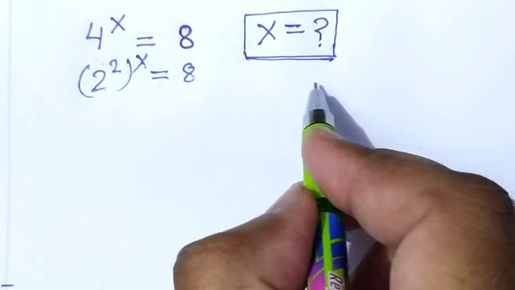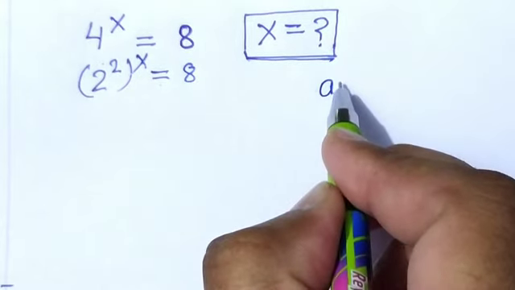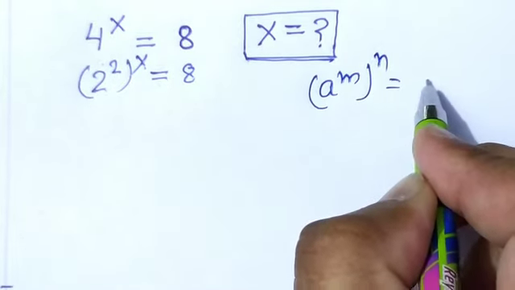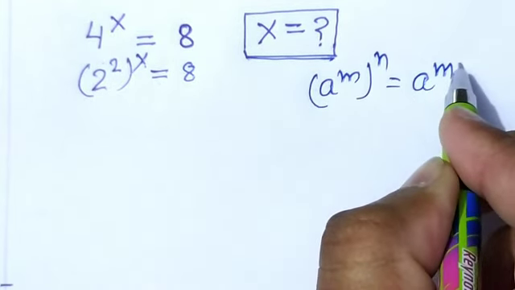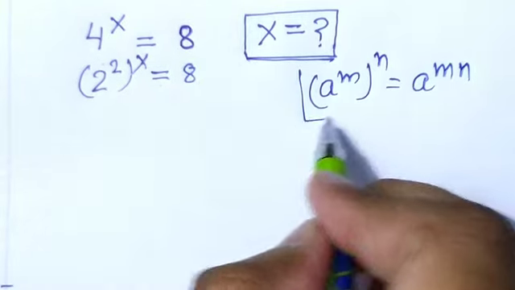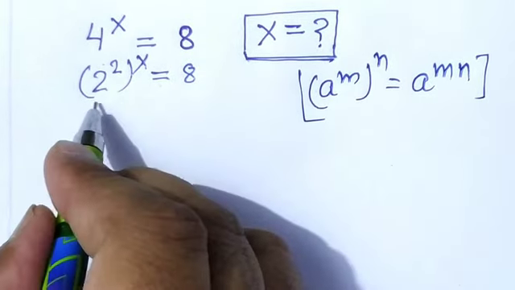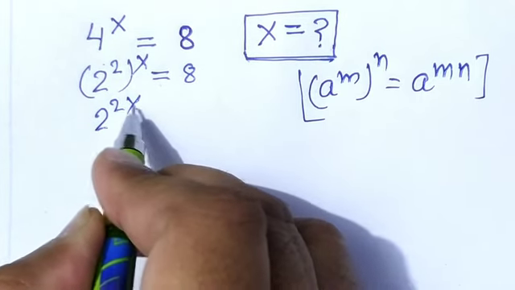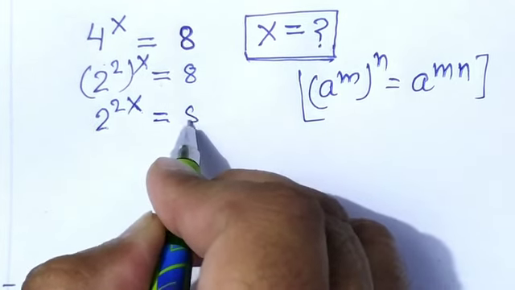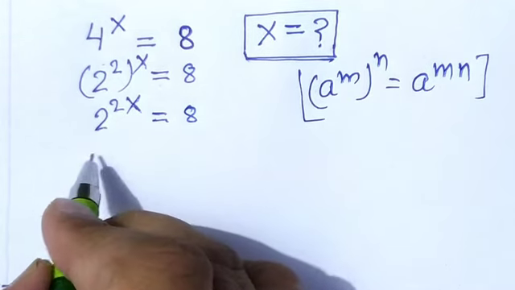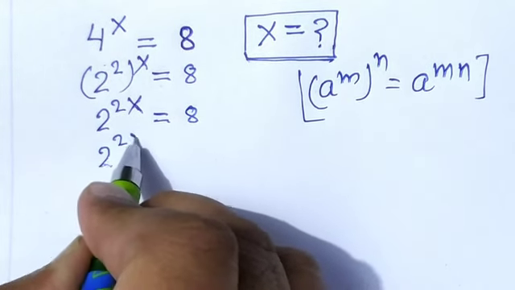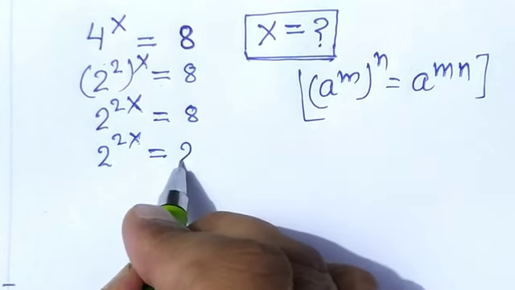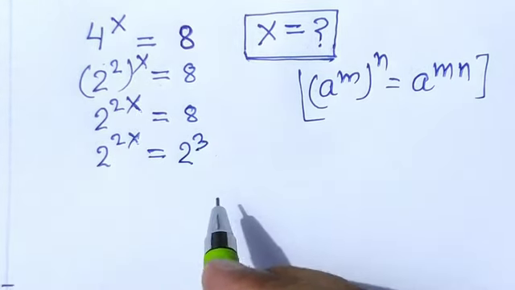Now, according to the exponential rule, (a to the power of m) to the power of n is equal to a to the power of m times n. By using this rule, we can write this as 2 to the power of 2x is equal to 8. Now, 8 is the same as 2 to the power of 3.